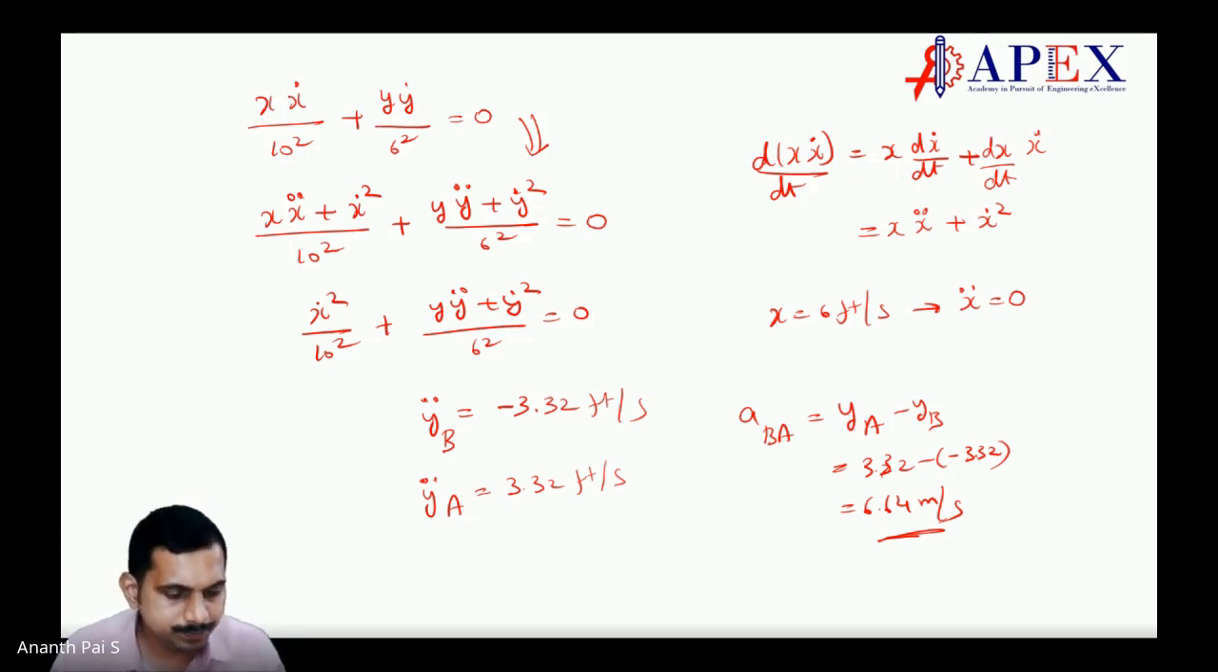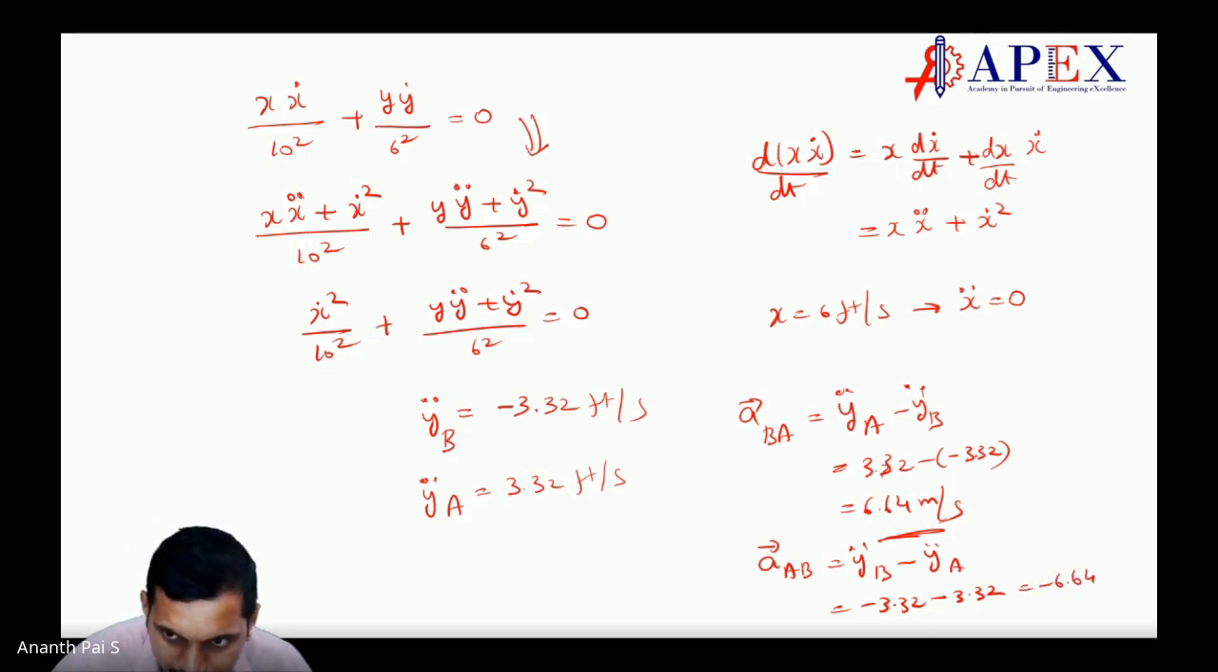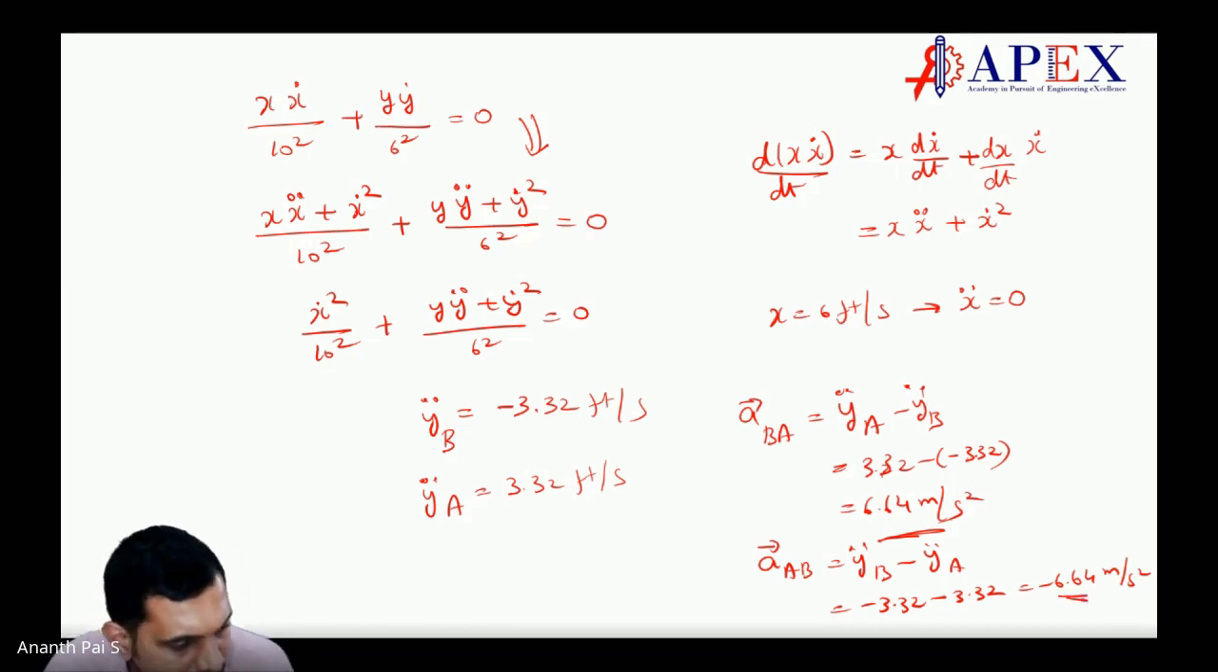Make sense? Similarly, if you want to consider A's acceleration, A with respect to B is y double dot of B minus y double dot of A, which is equal to minus 3.32 minus of 3.32. So that is equal to minus 6.64 meters per second square. Make sense? Everyone has got the answer?